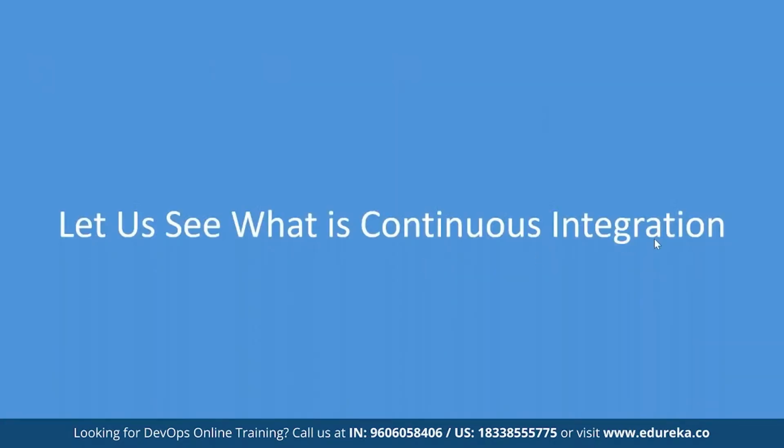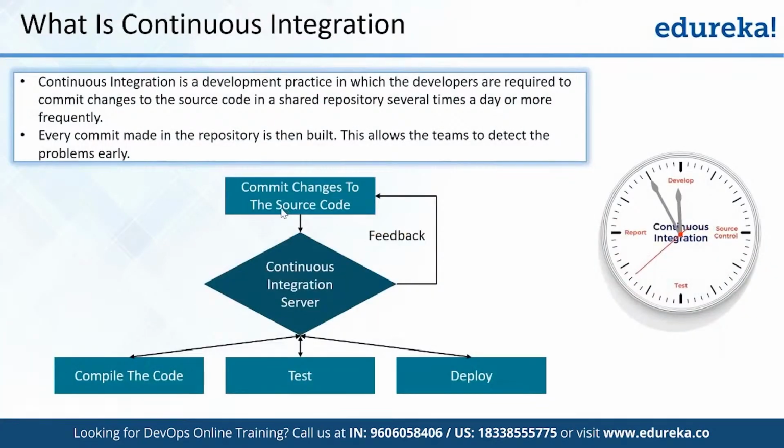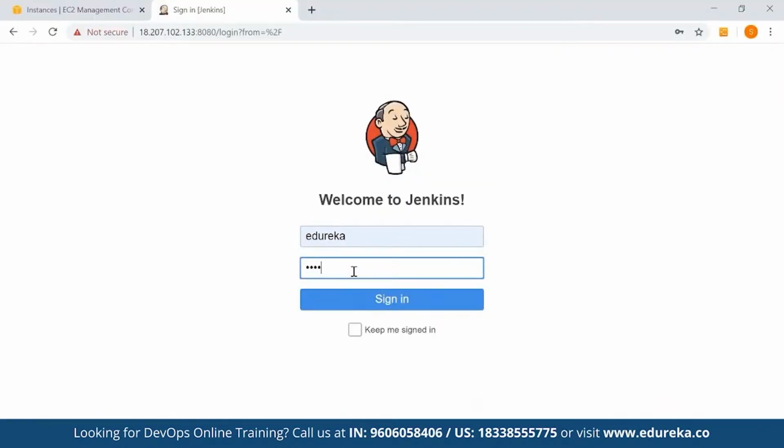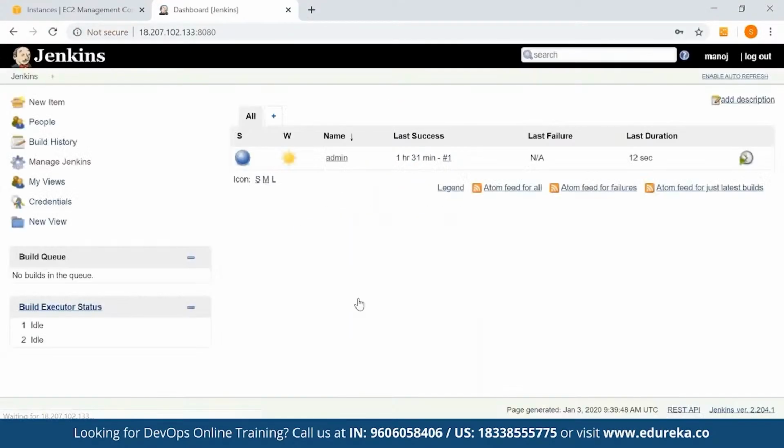So let's see what continuous integration is. Continuous integration is where you compile the code, test the code, and deploy the code for each and every commit. Now guys, let's talk about how we can use Jenkins. So let me open a Jenkins URL. This is the Jenkins I just installed, on one of the AWS machines I have.